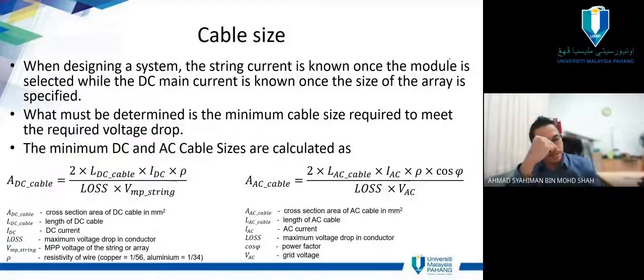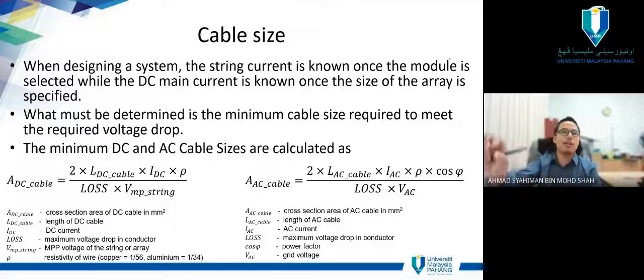Okay. We are talking about the cable size. Sekarang kita kat bahagian cable size. When designing system, the string current is known once the module is selected, while the DC main current is known once the size of the array is specified. Okay. String current tu, we know already once we have the module. Maximum lah. So, maximum string current tu, kita will be based on the current.